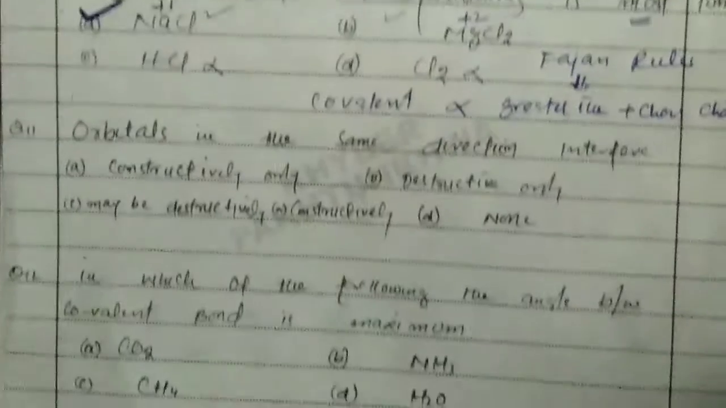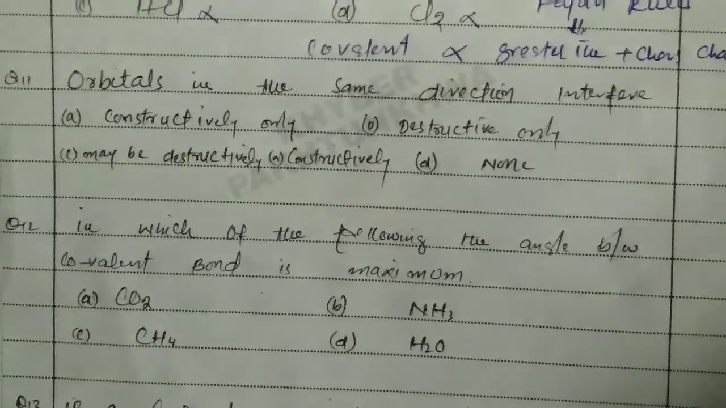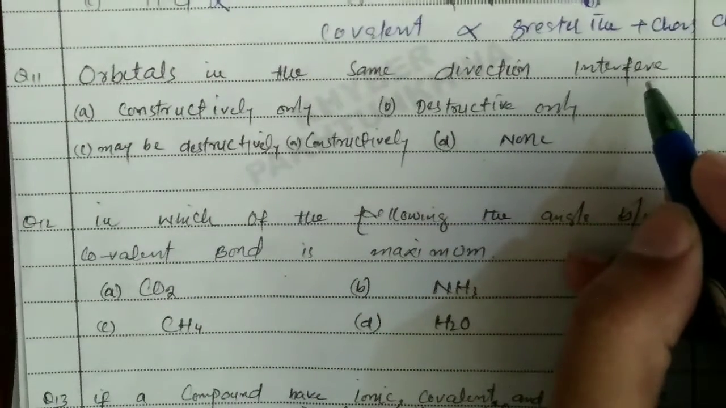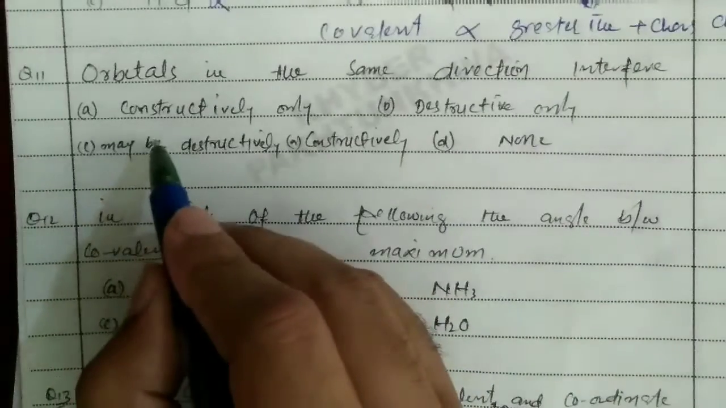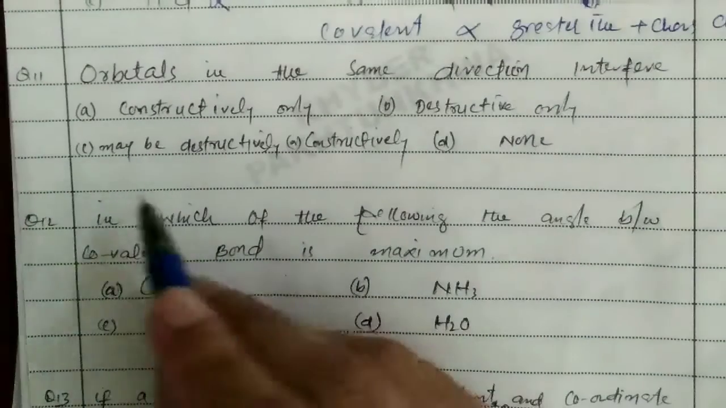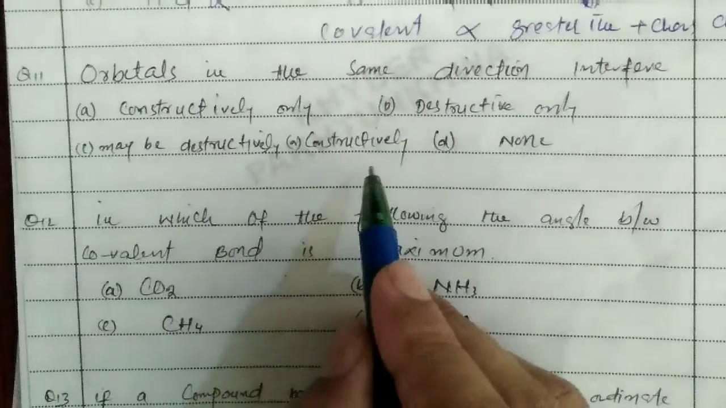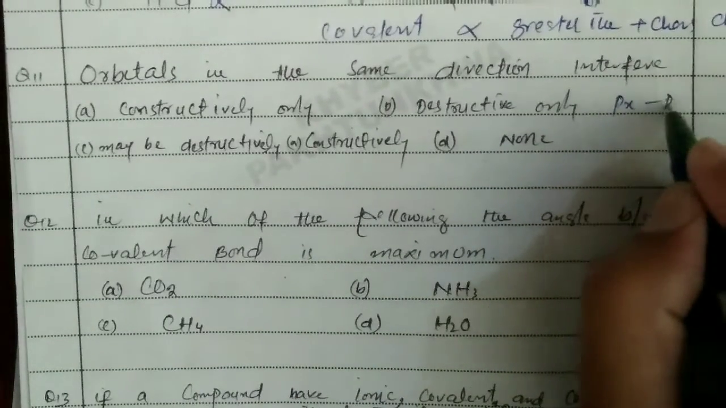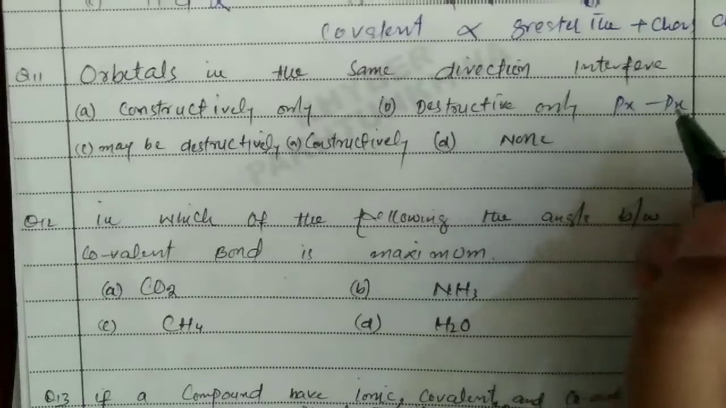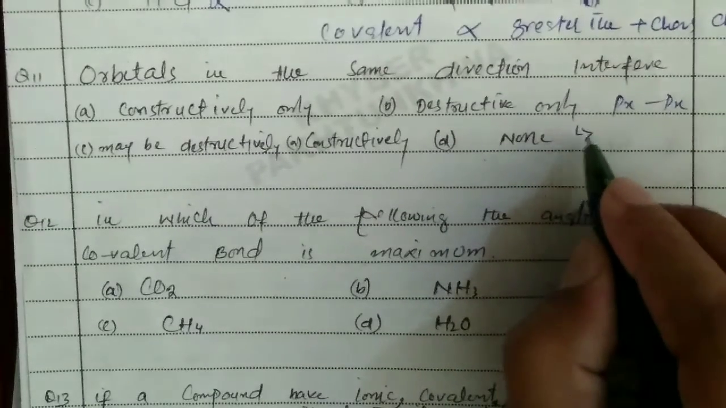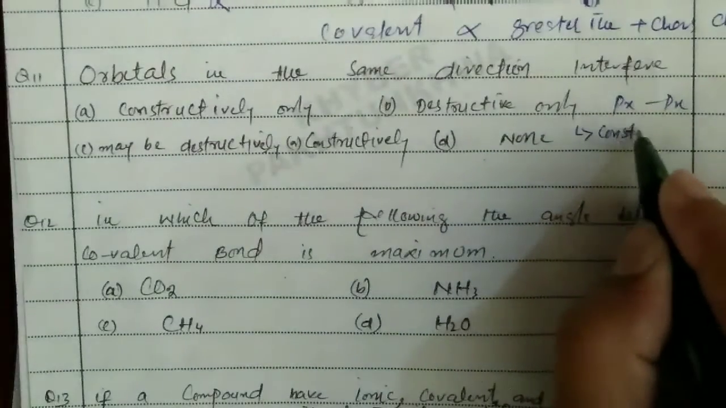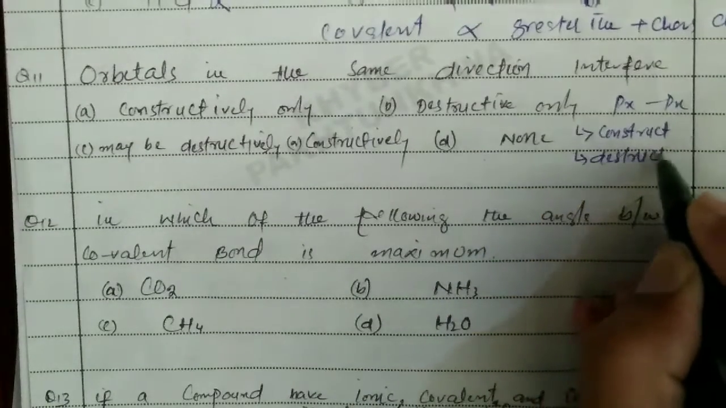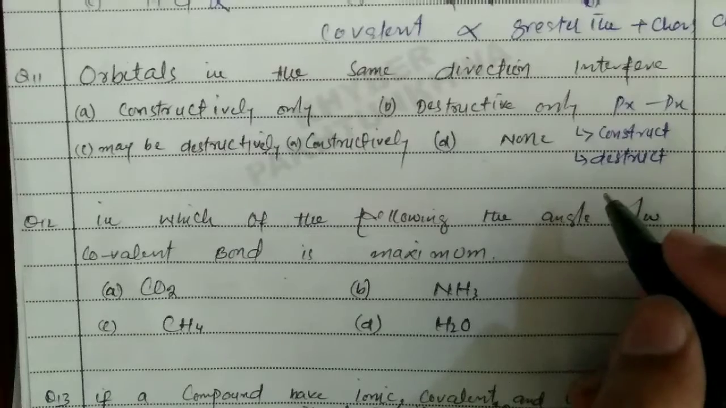Now consider question number 11. Orbitals in the same direction interfere: A, constructively only; B, destructively only; C, maybe destructively, maybe constructively; and D, none. So we know that, for example, we have Px and Px. They overlap with each other, and we have two types of overlap: the constructive interference, and the second one is destructive interference. I have explained this in detail, probably in hybridization.